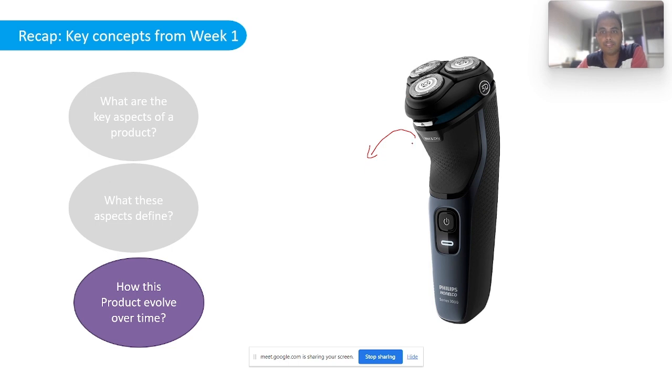Previous generation product. It may be something like the washing machine kind of thing. Now this is, as I explained, an electric shaver. Yeah. And what do you think is the previous generation product?